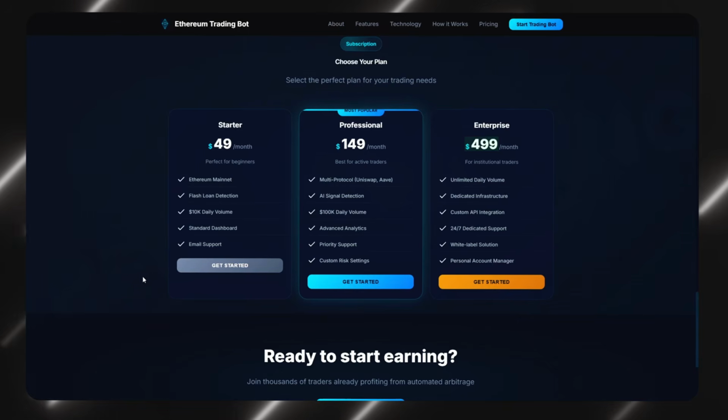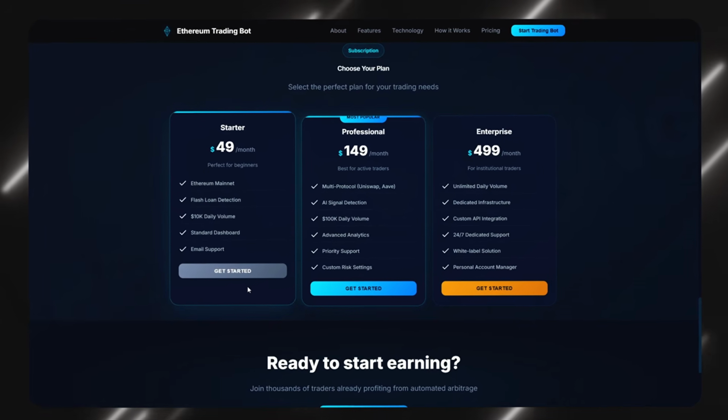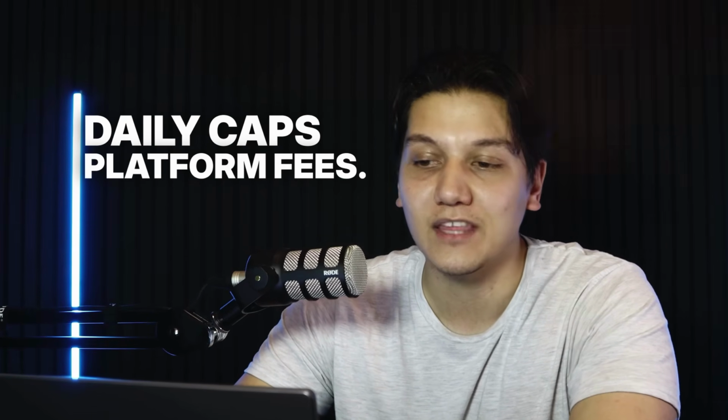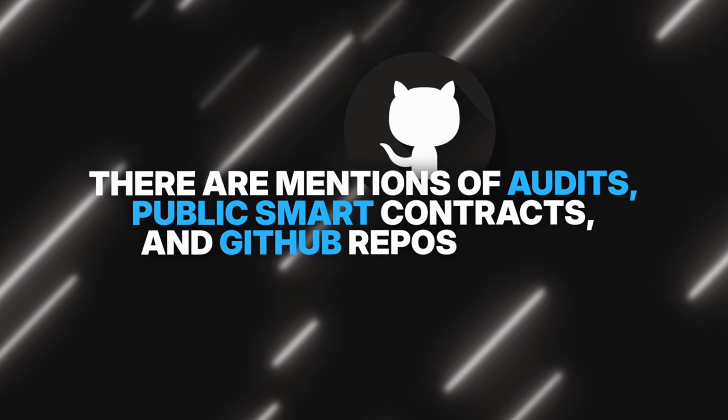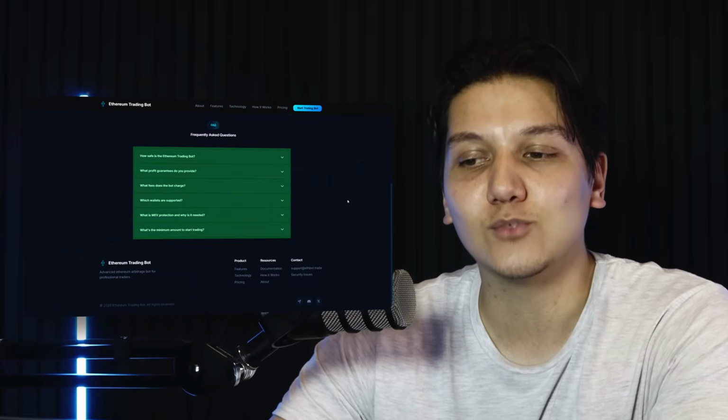Now about pricing. The cost seems reasonable for a professional tool, especially if you have capital. It's also important to consider limits, such as daily caps and platform fees. Regarding security, there are mentions of audits, public smart contracts, and GitHub repositories, all good signs. There's also documentation and support available.